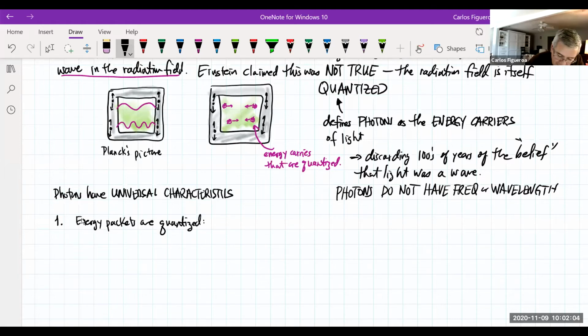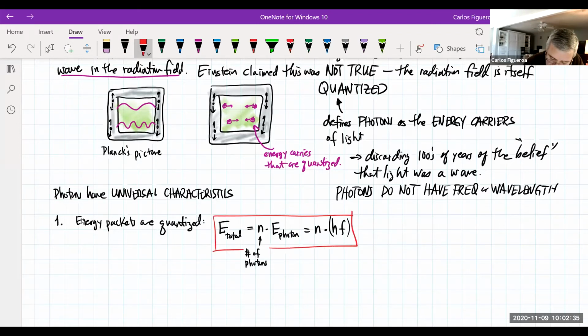And what do I mean by that? It says that if I look at the total energy of light, it's actually equal to the number of photons times their individual photon energy, where the photon energy is now given by what? Planck's relationship. So this right away is clashing with Planck, because Planck says it's the oscillators. Einstein says, nope, it's the light itself that's quantized.